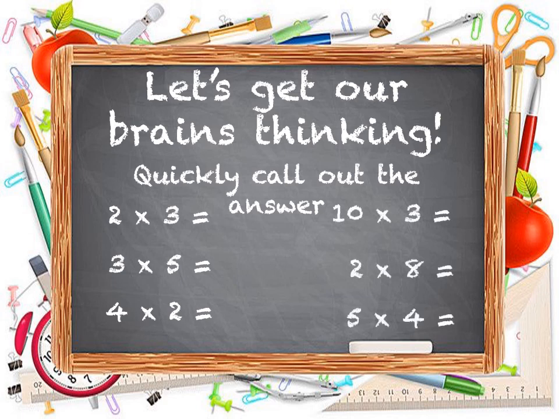Let's check your answers. 2 times 3 is 6. 3 times 5 is 15. 4 times 2 is 8. 10 times 3 is 30. 2 times 8 is 16. 5 times 4 is 20. Well done if you got those all correct. Keep practicing.